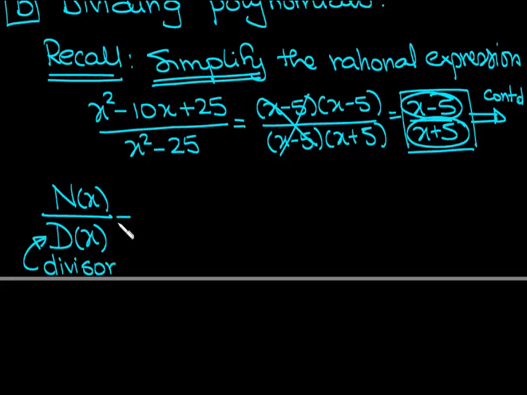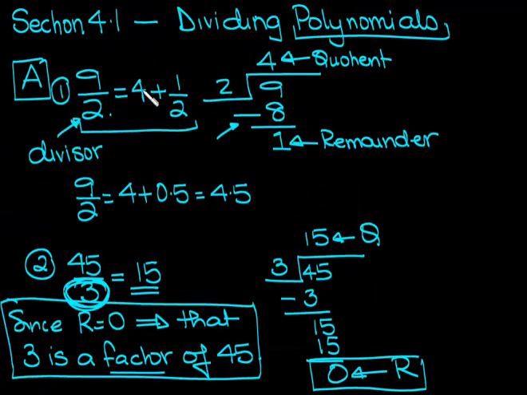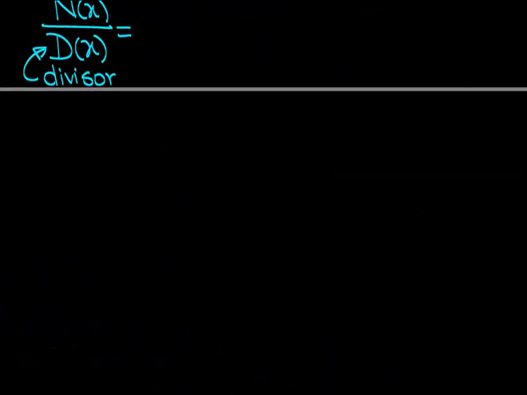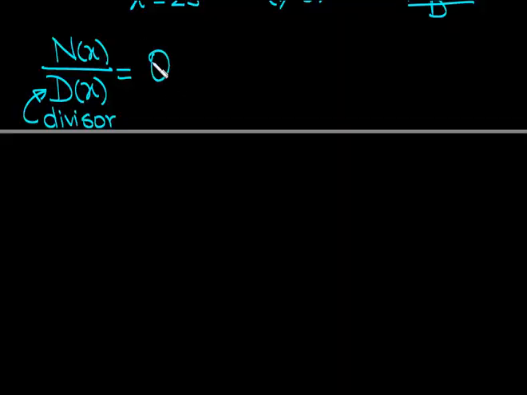So once I get done dividing, for example, this would be n of x here, this would be d of x. Once I get done dividing those two, I'm going to end up with a quotient plus my remainder over my divisor. That's what I'm going to end up with. So let's write that down. I'm going to end up with a quotient, which is also going to be a polynomial, plus my remainder, which is also going to be a polynomial, divided by my divisor.